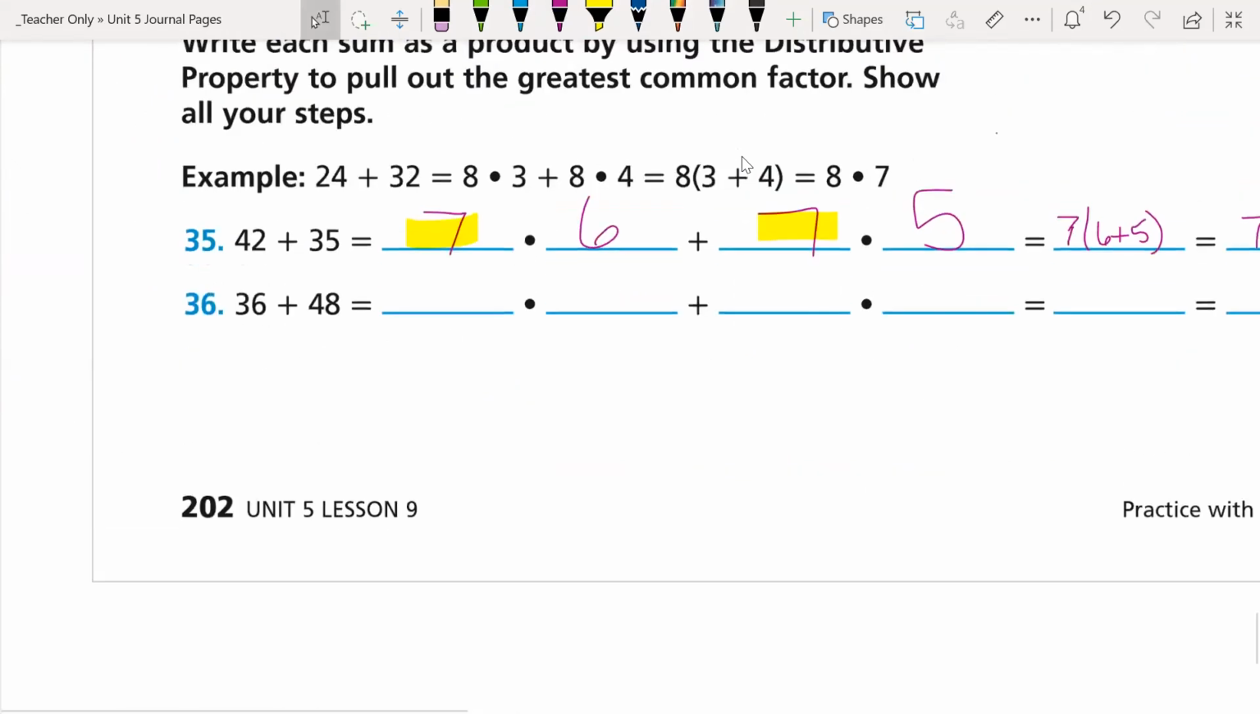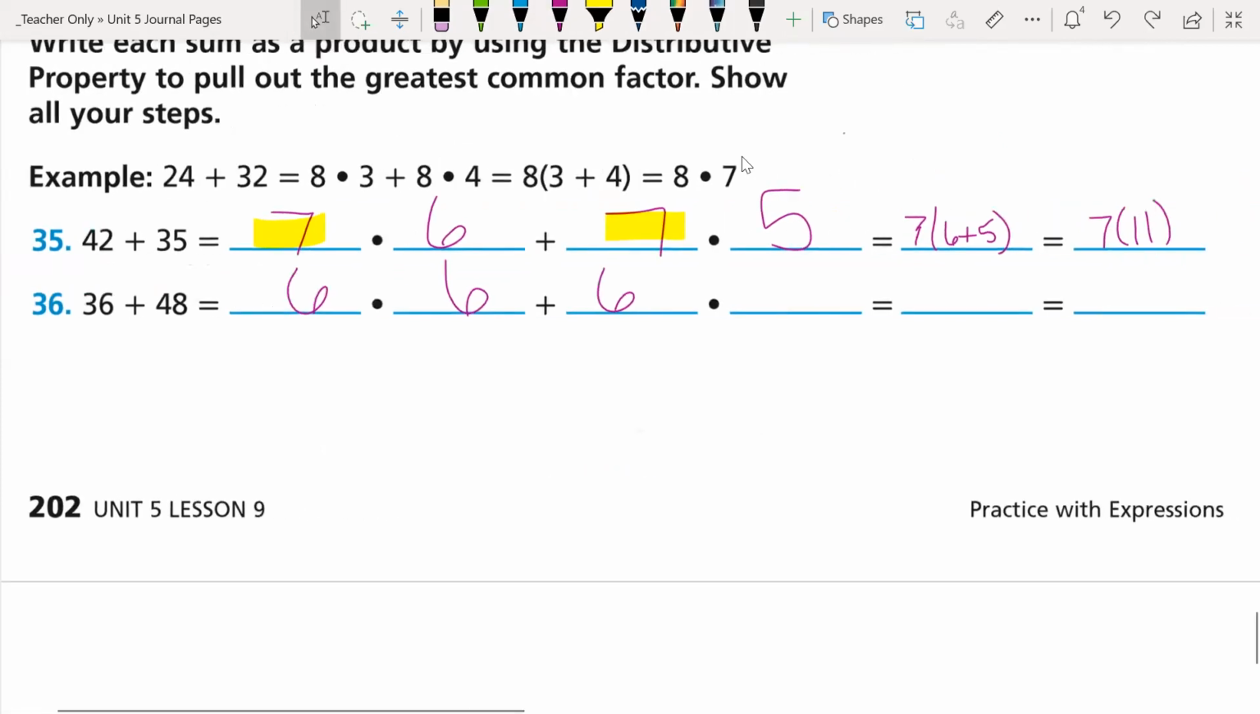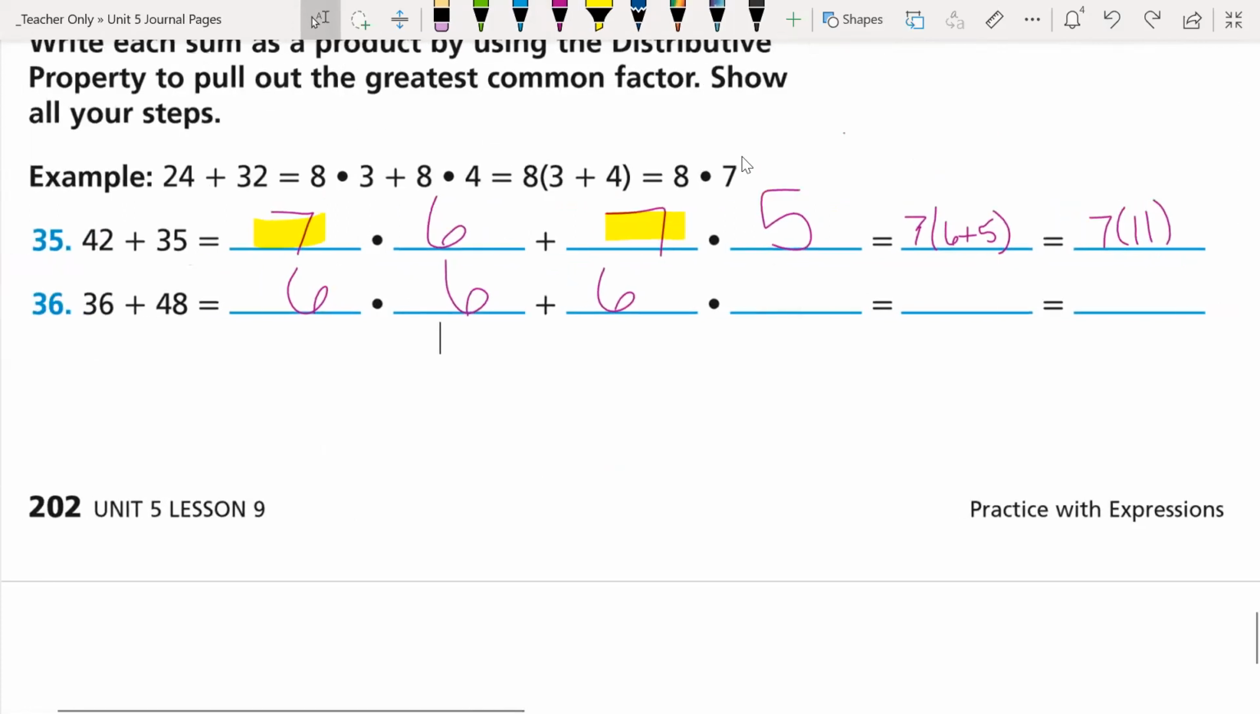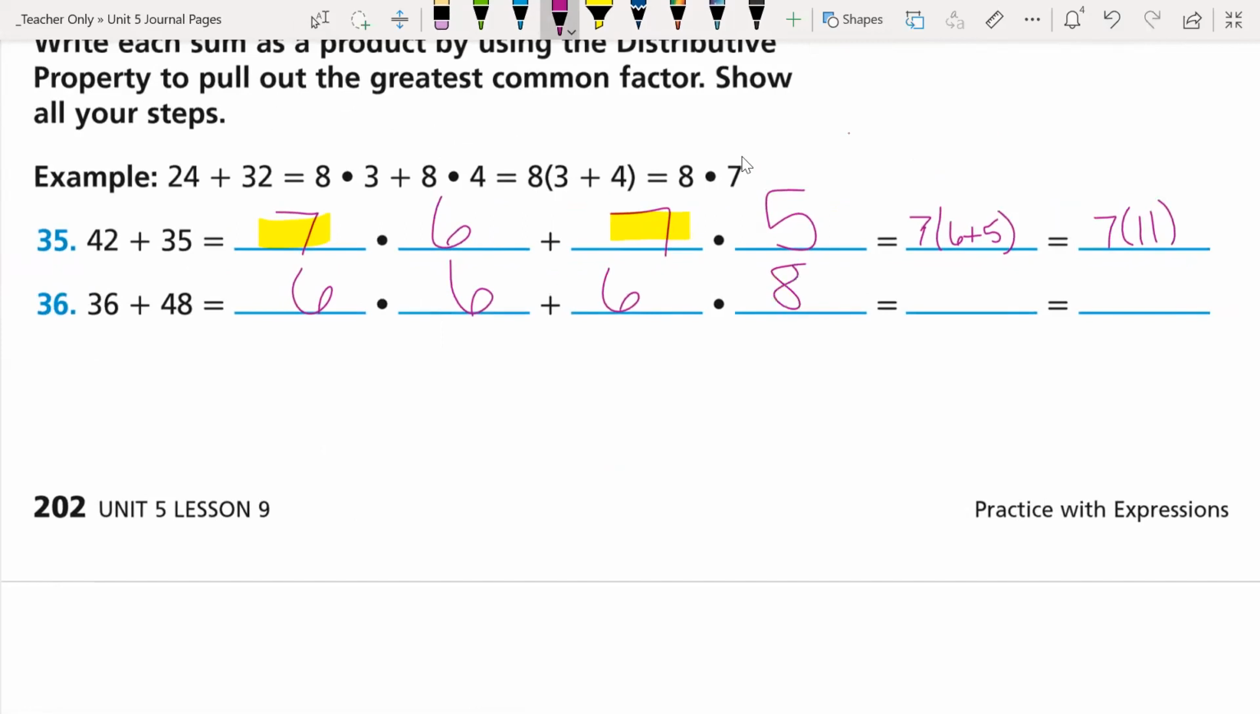Okay, same deal. What's the greatest common factor between 36 and 48? The correct answer is 6. So I'm going to write 6 and 6. 6 times 6 is 36. 6 times what is 48? Six times 8. And I know that because double, double, double. 6 plus 6 is 12. 12 plus 12 is 24. And 24 and 24 is 48.